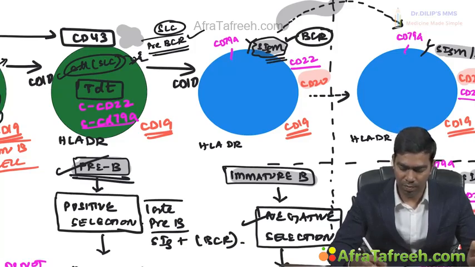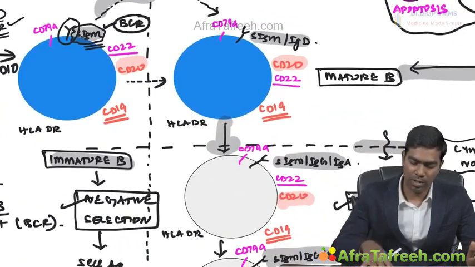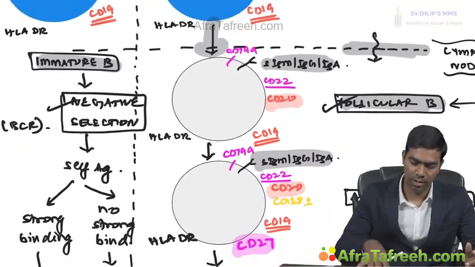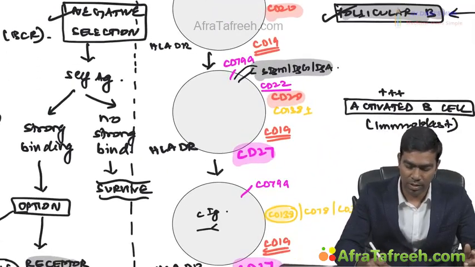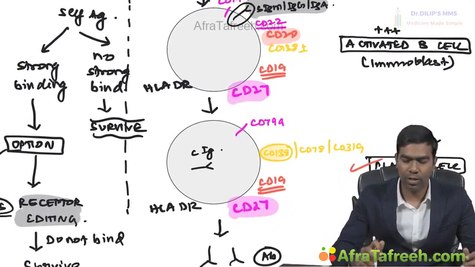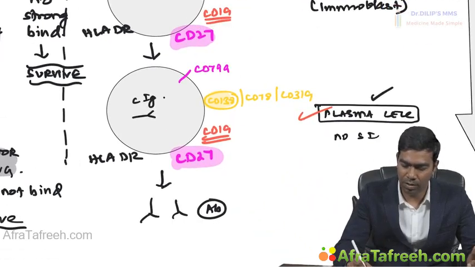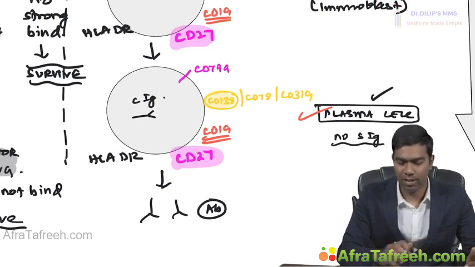Remember, the moment it becomes an immature B cell stage, the immature B cell will express this surface immunoglobulin, mature B cells will express it, follicular B cells will express it, and activated B cells also will express surface immunoglobulin, but you can clearly see a plasma cell will not express a surface immunoglobulin. Plasma cells also do not express a surface immunoglobulin.